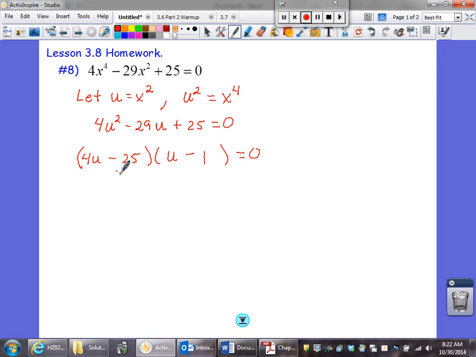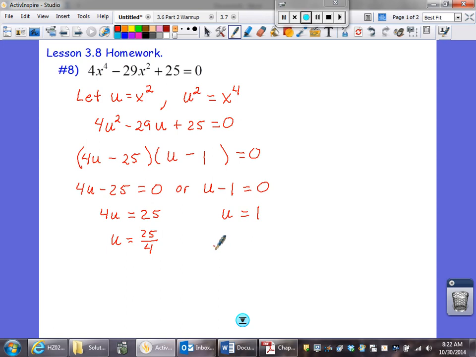By the zero product property, this 4u minus 25 must equal 0. Or the other factor, which is u minus 1, must also equal 0. If you solve both of these equations, 4u equals 25, divide by 4, u turns out to be 25 divided by 4. Over here, u turns out to be positive 1.